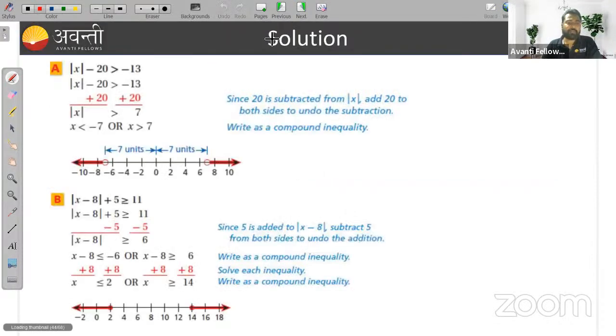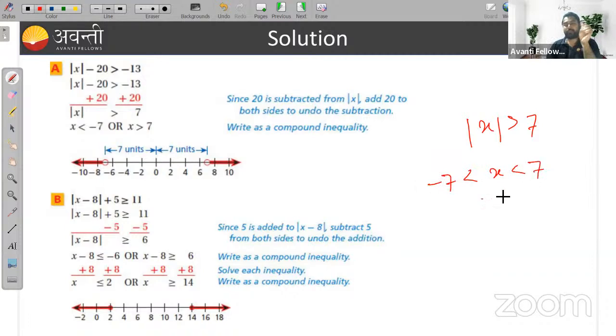Suppose we will solve this question, है ना? Mod x minus 20 is greater than minus 13. So if we add positive 20 to both sides of the inequality, you are getting mod x is greater than 7. It's very simple. So आराम से मैं बोल सकता हूँ x must be lying between minus 7 to 7, है ना? x must be lying between minus 7 to 7. Is it? No, wrong.